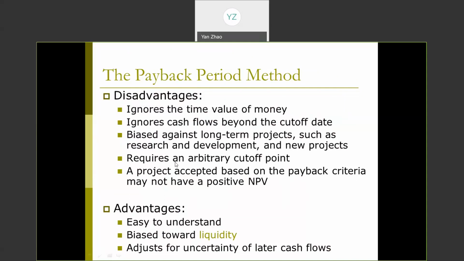And it also requires a very arbitrary cutoff point. Why should you set the cutoff as 2 years? How about 3 years, 5 years, right? It's very subjective. Okay, and also a project accepted based purely on payback period can have a negative net present value, which you cannot do anyway.